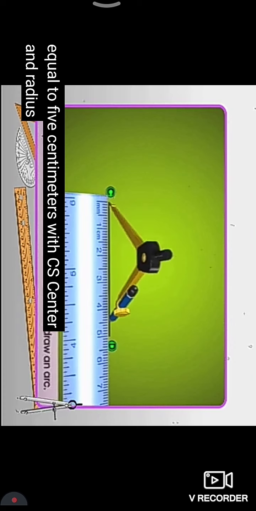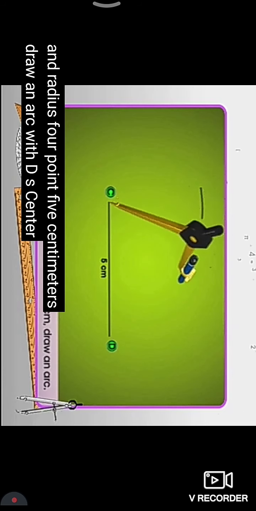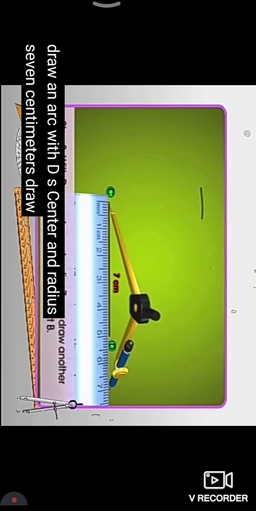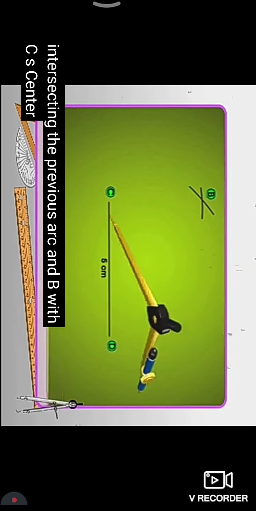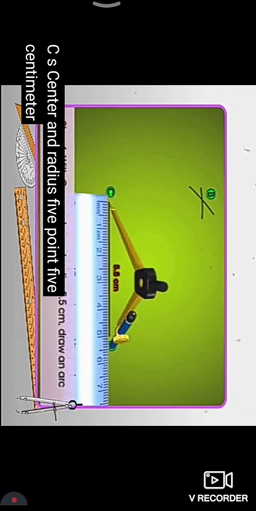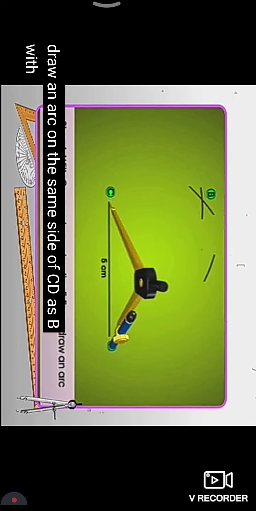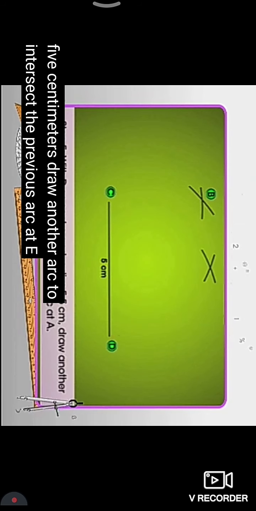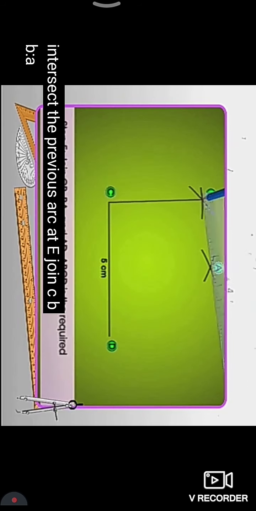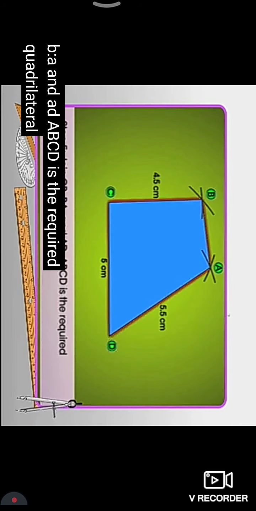With C as center and radius 4.5 centimeters, draw an arc. With D as center and radius 7 centimeters, draw another arc intersecting the previous arc at B. With C as center and radius 5.5 centimeters, draw an arc on the same side of CD as B. With D as center and radius 5.5 centimeters, draw another arc to intersect the previous arc at A. Join CB, BA and AD. ABCD is the required quadrilateral.